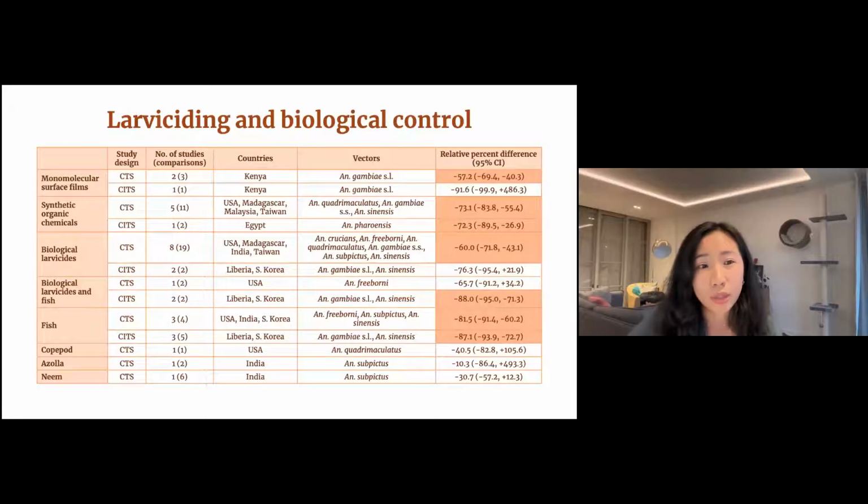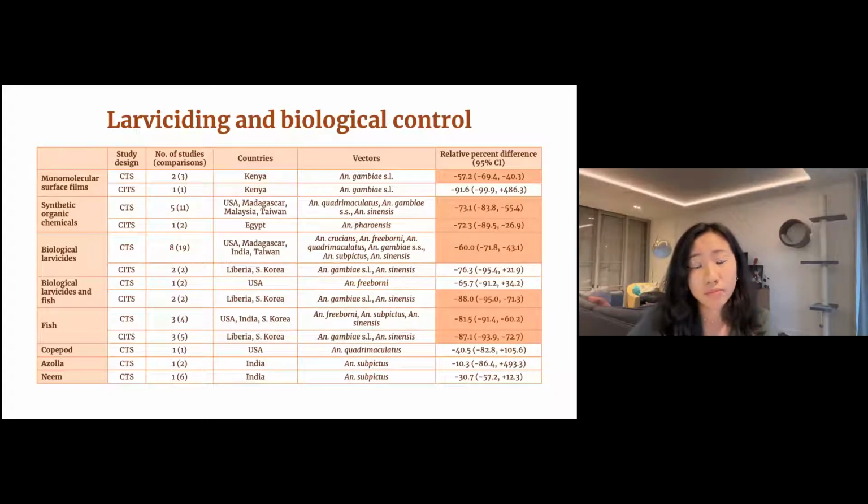And then for biological larvicides, it was associated with around 60% fewer anopheline larvae in 8 studies. And we found that BTI-based larvicides were most effective, especially against the older immatures like late-stage larvae and pupae. When biological larvicides were combined with fish, we saw around an 88% pooled reduction in 2 studies. And as for biological control, such as using rice-fish co-culture, we found that it was effective in reducing the abundance of anopheline immatures, ranging around 82 to 87%, depending on the study design.